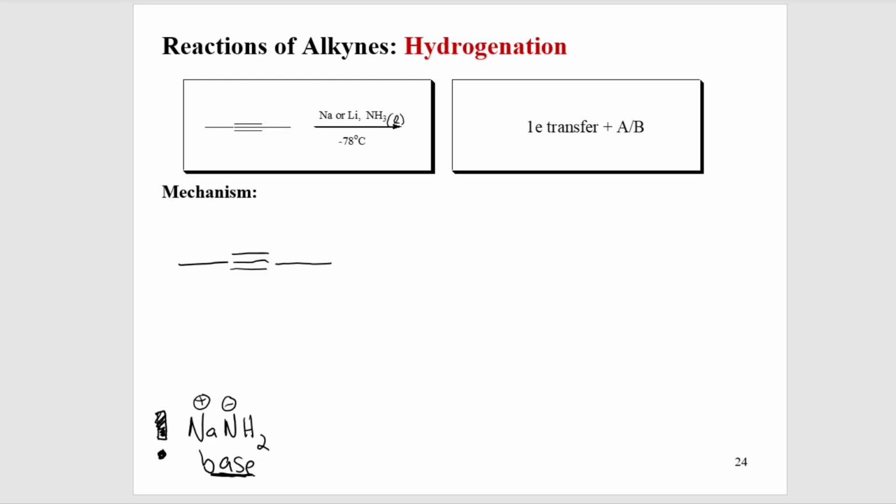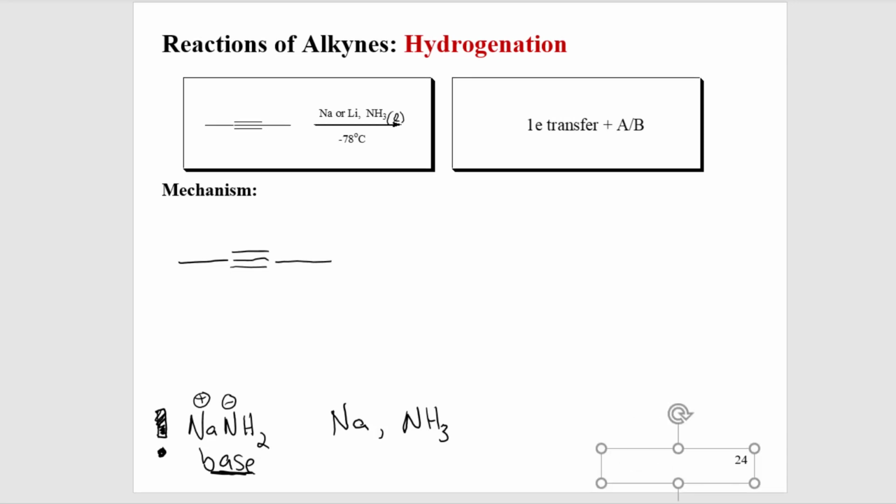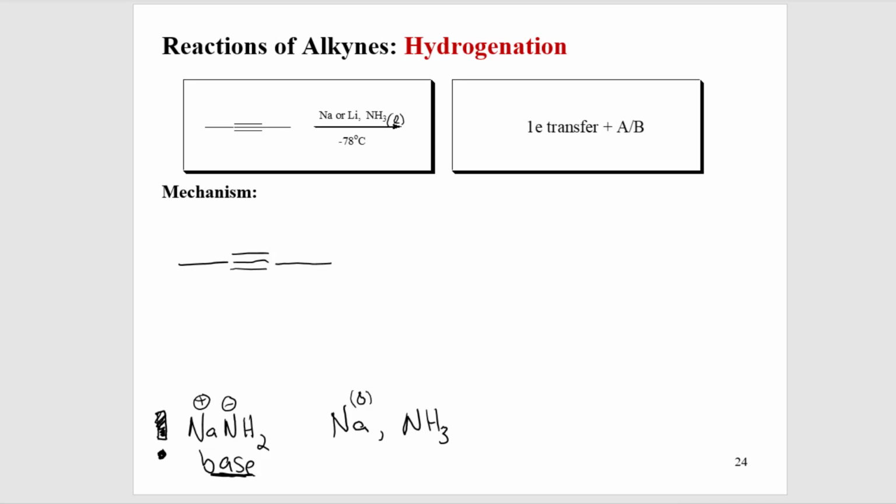This is not to be confused with NaNH3. NaNH3 is 2 separate reagents, right? Na is that sodium metal. This is your sodium from the periodic table. It's a soft silver metal that you can slice and, you know, in high school, throw it in water and watch it explode, right? You guys are familiar with the sodium metal.